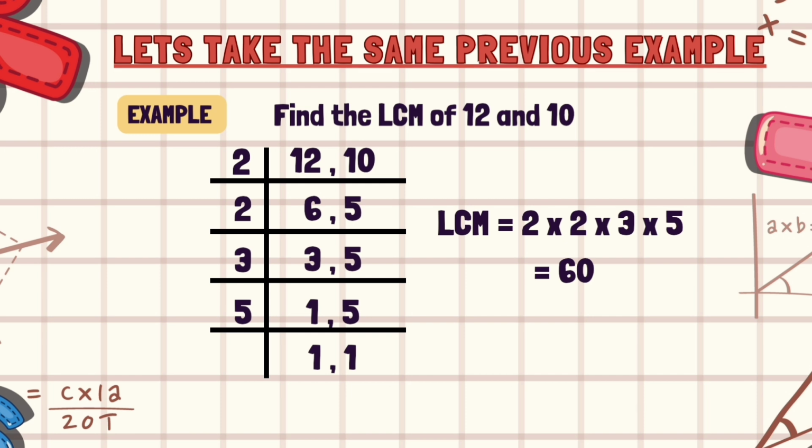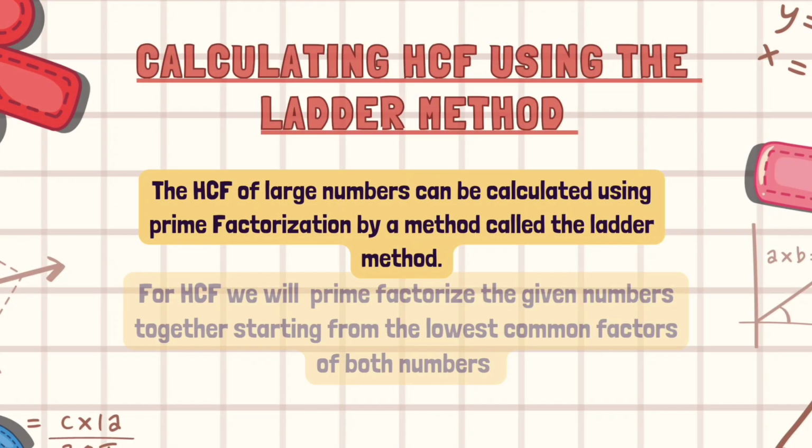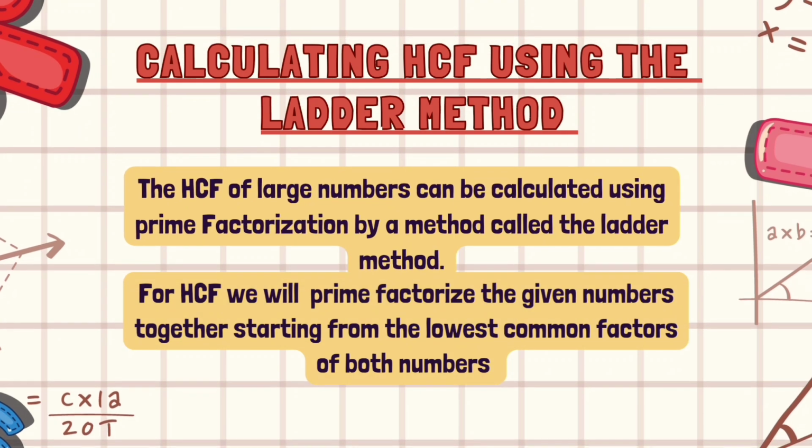Remember, sometimes the numbers are not divisible by 2, so you have to use other prime factors to divide the number. To find the LCM, we write down all the prime factors from the left hand side of the ladder and multiply them. So we have the LCM. In the same manner, with the help of the ladder method, we can find out the HCF of large numbers.